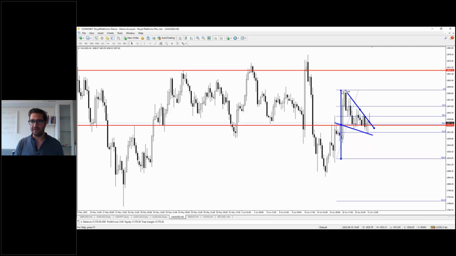I'm trying to see if there is an area of confluence. If I use the ABCD pattern, 1 second.